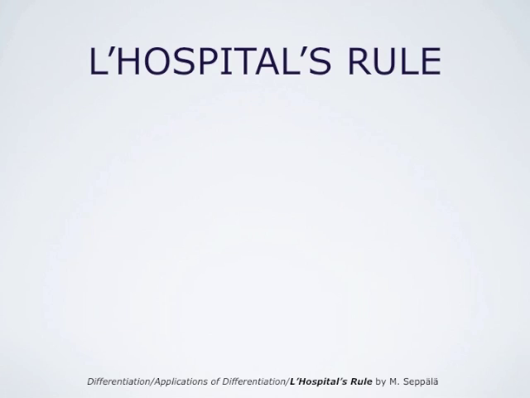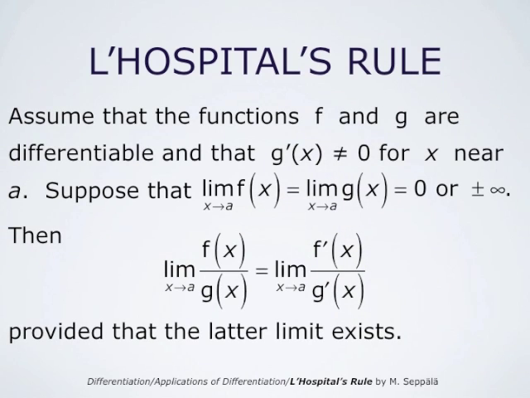To summarize, L'Hopital's rule applies to situations where we have to take the limit of expressions of the type f of x divided by g of x, where the functions f and g either take the value 0 at the limit point or take the value plus or minus infinity at the limit point. Then L'Hopital's rule states that the limit as x approaches a of f of x divided by g of x is the same as the limit as x approaches a of f prime of x divided by g prime of x. And here we assume that the latter limit exists. If it doesn't, then L'Hopital's rule cannot be applied.